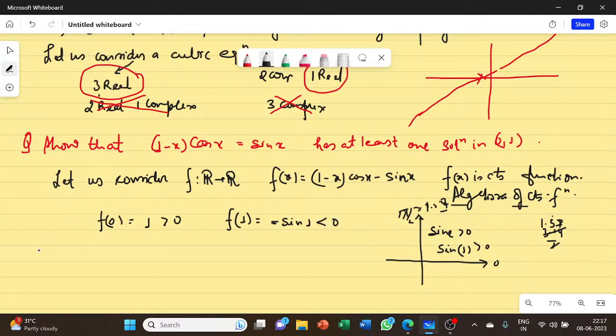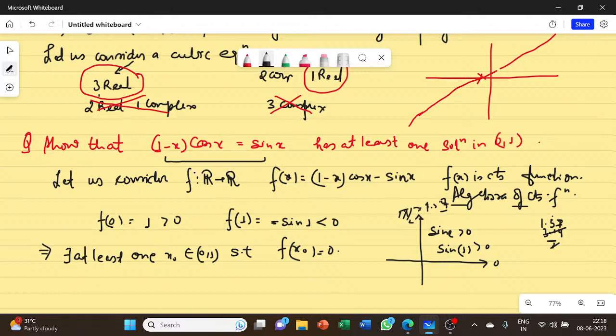So it implies what? It implies there exists at least one x naught belongs to (0, 1), such that f of x naught is equal to 0. So there exists at least one real solution for this particular equation. Is that clear? Just let me know if something is not clear to you.